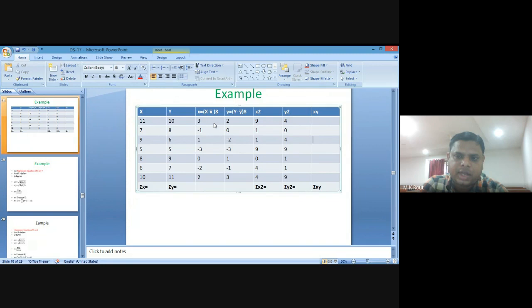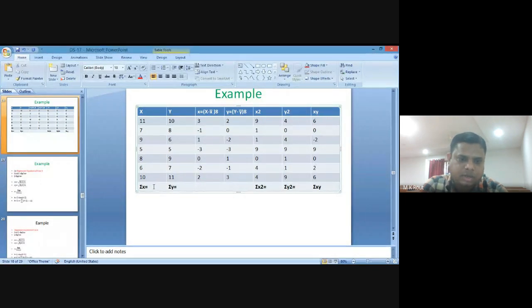Then in case of x into y, we have 3 into 2, that is 6. Then -1 into 0, that is 0. 1 into -2, that is -2. Then -3 into -3, that is 9. 0 into 1, that is 0. -2 into -1, that is 2. Last one is 2 into 3, that is 6.